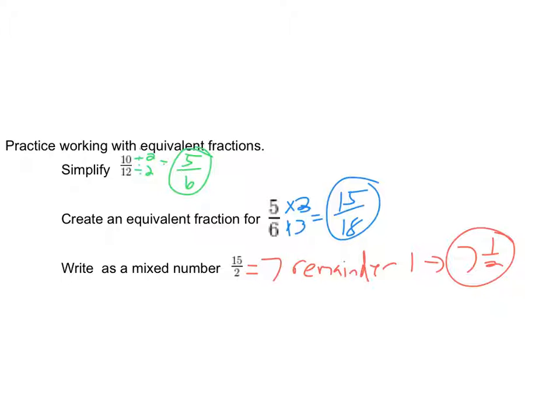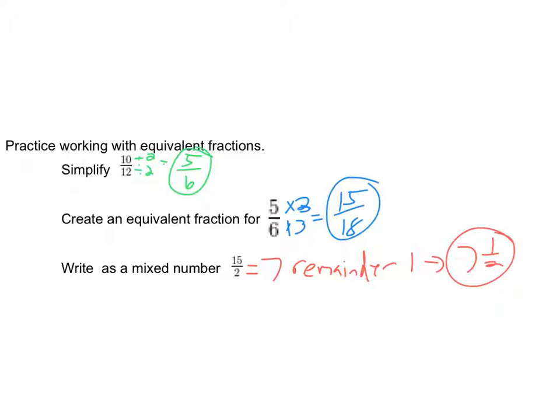Now for the second one, create an equivalent fraction for 5/6. We can't simplify it, so we can't divide the top and the bottom by anything, so we would have to multiply to get an equivalent fraction. You can multiply the top and the bottom by whatever number you want to. I chose the number 3 to give me 15 over 18.